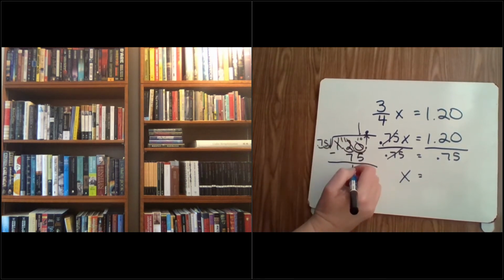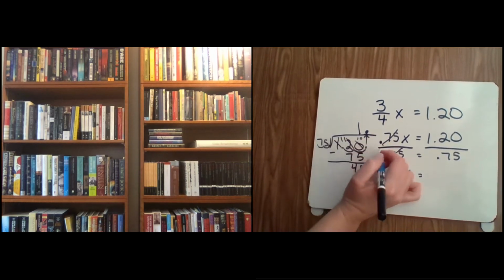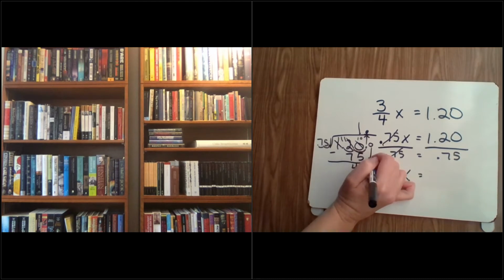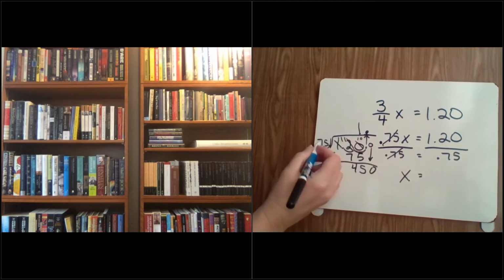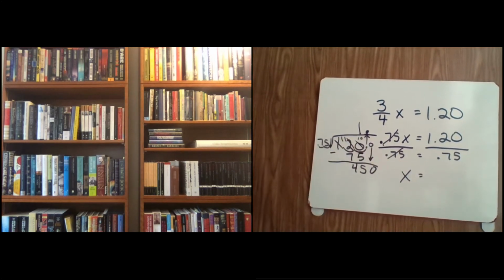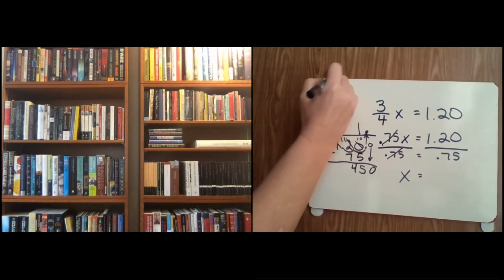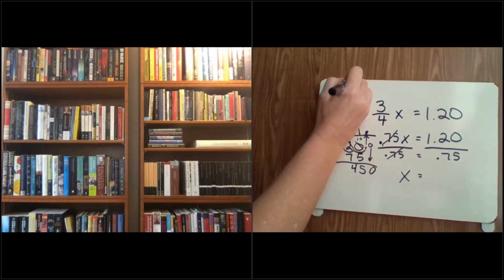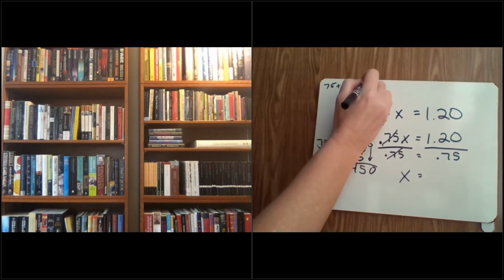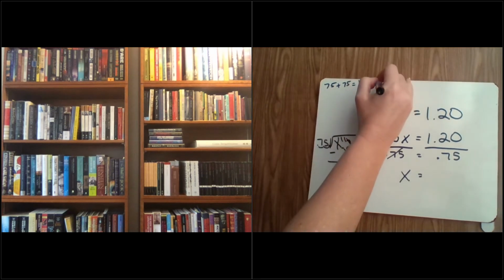Borrow again. I end up with 45. I'm going to bring down a 0. So now 75 into 450. Okay, I'm going to keep track. I'll keep track up here. I've got 75 plus 75. Well, I already know that is 150.